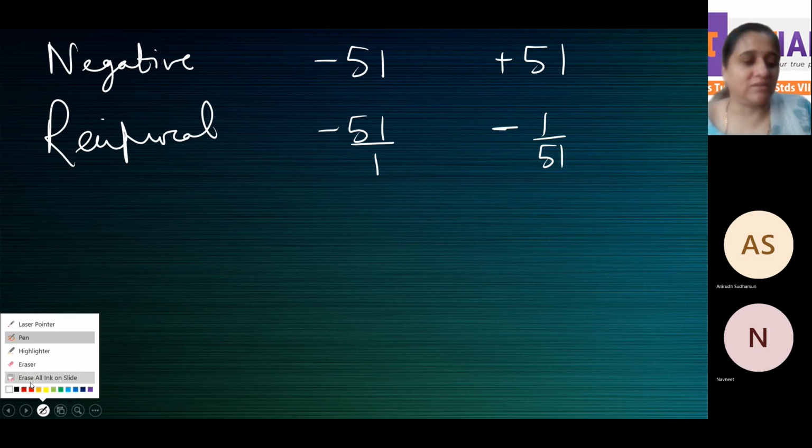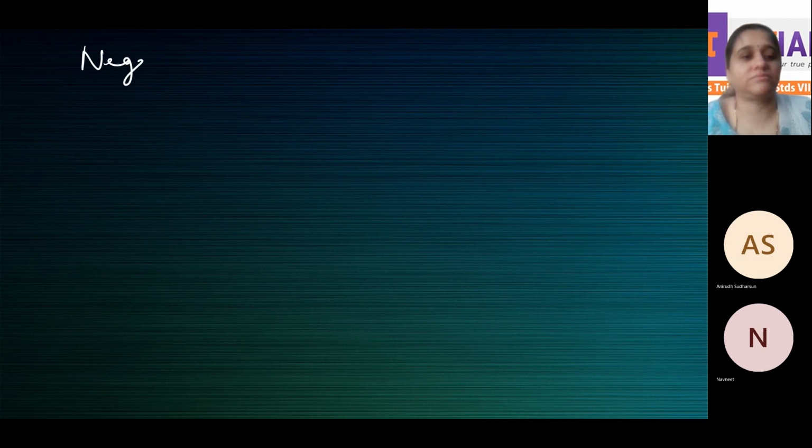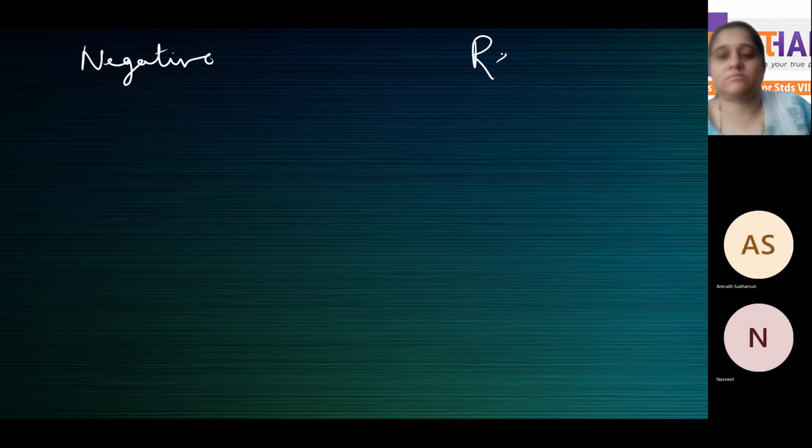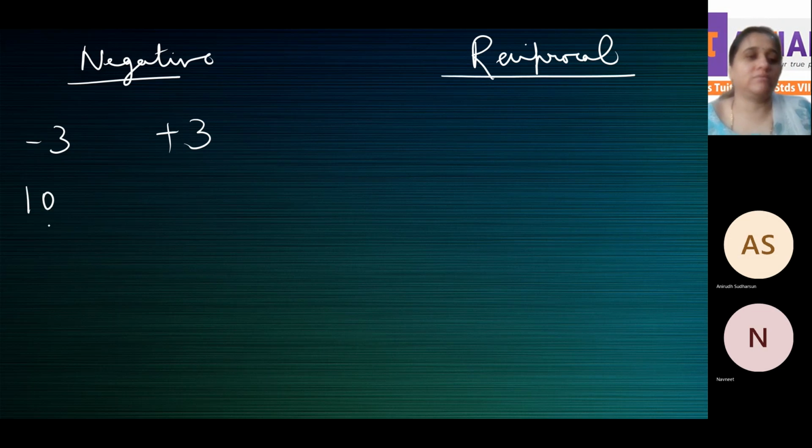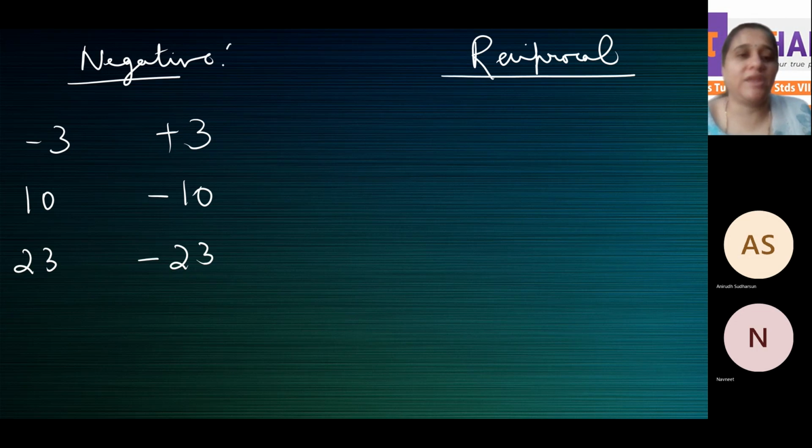Now I'll keep writing, you will understand. Listen to me. Then I'll ask you questions. Okay, so here I'm writing negative, and I'm writing reciprocal here. Suppose the number is minus 3. For negative, I'll write the number as it is and change the sign. Plus will become minus. Supposing I have 23. For negative, I'll write the number as it is, 23. Plus will become minus. I'll only change the sign. For negative, change only the sign.